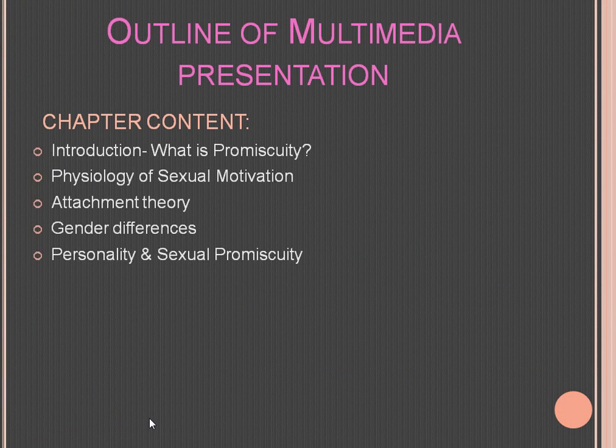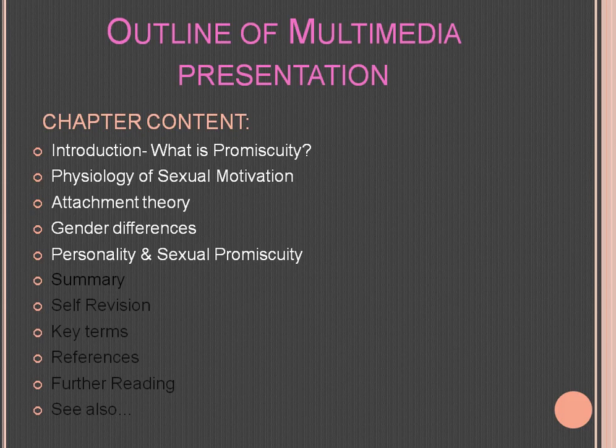So this is an outline of the chapter content, and the points in white are the main topics focused on within the body of the chapter, and the words in black focus on extra learning aspects incorporated into the chapter to help you fully understand the concepts covered. And as you can see, it includes a general introduction to promiscuity, and then focuses on 4 different aspects of this particular topic, being physiology of sexual motivation, attachment theory, gender differences, and the influence of personality on promiscuity.